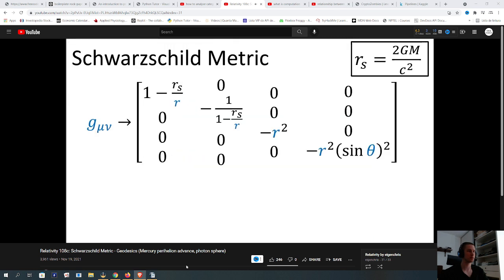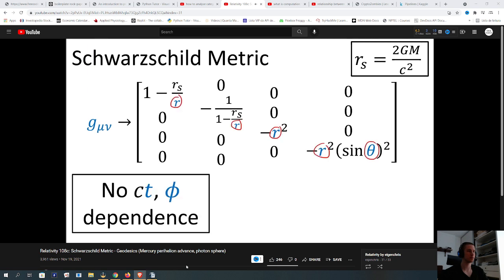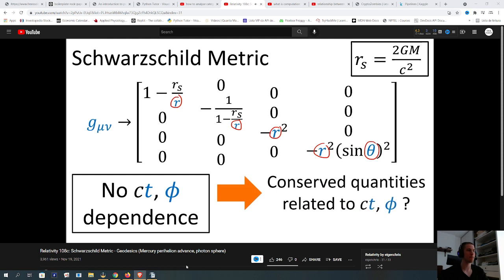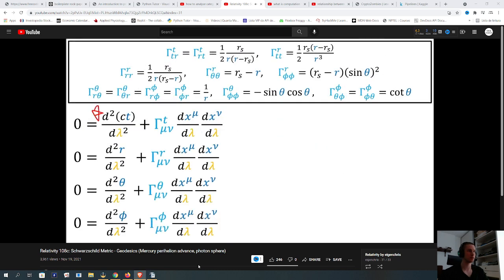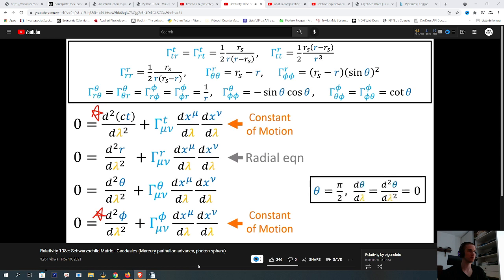Now you'll notice that our Schwarzschild metric only depends on r and theta, but doesn't depend on time or phi. This is a hint that there are conserved quantities associated with the time and phi variables. A more technical discussion of this involves Killing vectors, but I won't discuss that in this video. So our time and phi geodesic equations will give us conserved quantities. The r geodesic equation will give us an equation for tracking the orbiting body's radial distance. And because we're using a constant theta equals pi over 2 coordinate, the theta geodesic equation just becomes 0 equals 0.